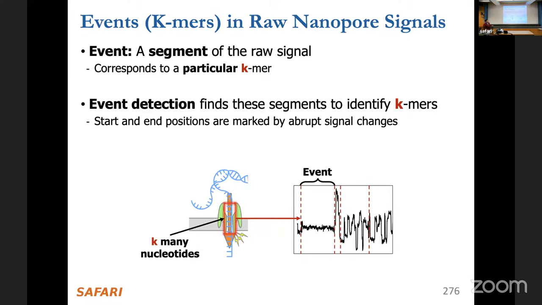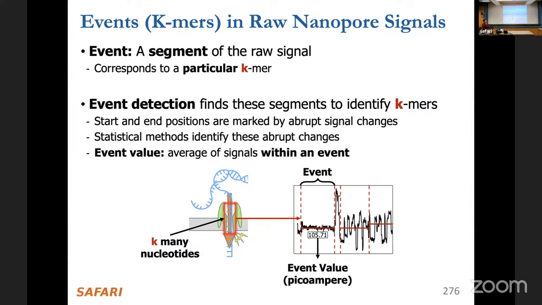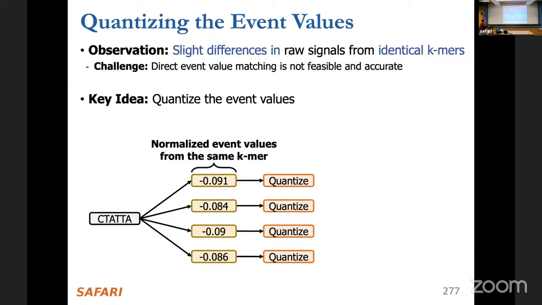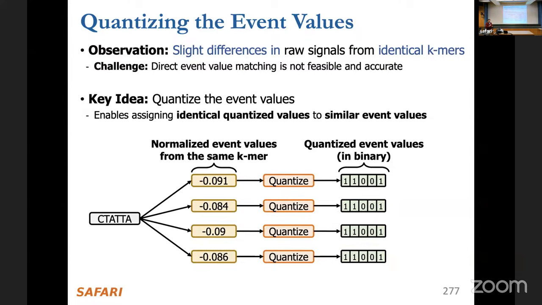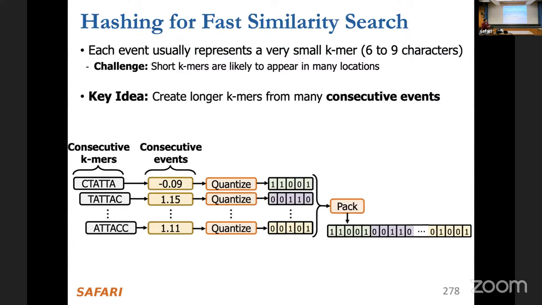Whenever there is an abrupt change, we can infer that there's a new base coming in, creating a new k-mer, let's say, that we're sequencing at the moment. So if we can identify these abrupt changes in the signal, maybe we can also identify the representatives of the k-mers, the signals corresponding to a particular k-mer. Using statistical tests, we identify these regions of the signals, and then we quantize them so that we can reduce the variation effects and noise in the signal. Then we pack these values together to generate hash values.